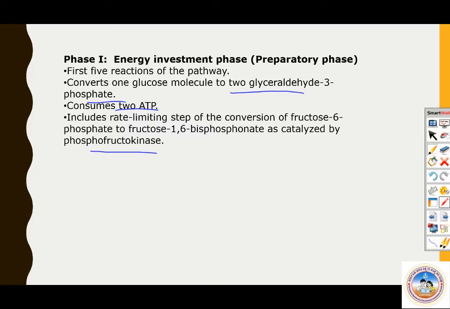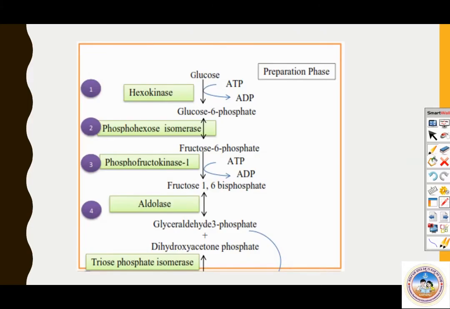Look here, children, you have glucose. So this is your preparatory phase. Glucose is getting converted into what? Glucose 6-phosphate. Am I clear to you? This is your first step, children.